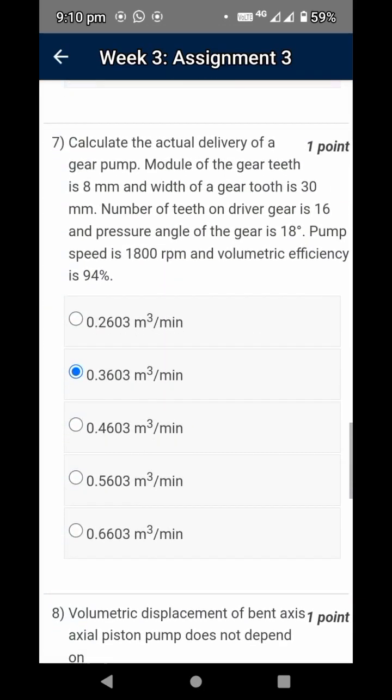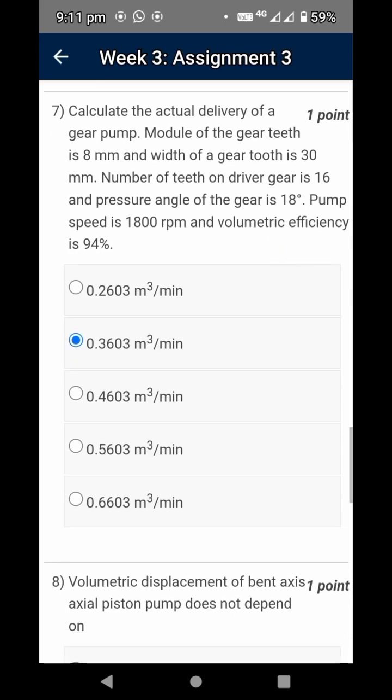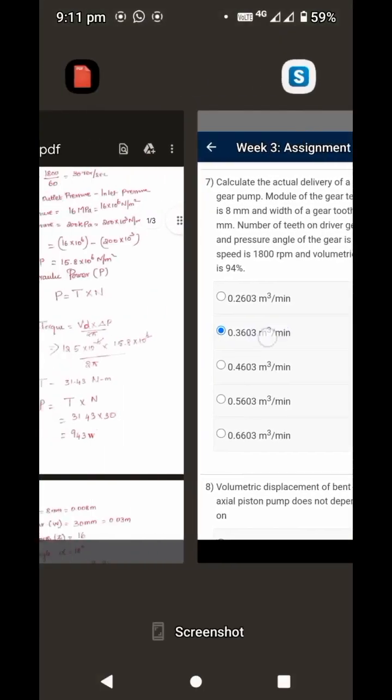So now check out question number 7. This is also another question relevant to gear oil pump. The module of the gear, width of the gear and number of teeth are given. The pressure angle, pump speed and volumetric efficiency are given. Now I will show the calculations.